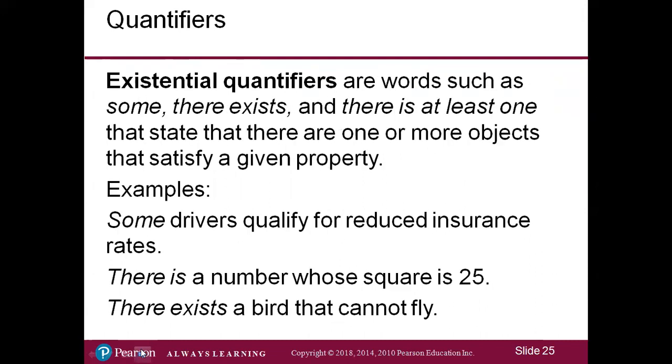Existential quantifiers. Existential quantifiers are words such as some, there exists, and there is at least one. The root word is exist, so there exists, existential quantifier. They're words that state that there are one or more objects that satisfy a given property. Examples: some drivers qualify for reduced insurance rates. There is a number whose square is 25. There exists a bird that cannot fly.